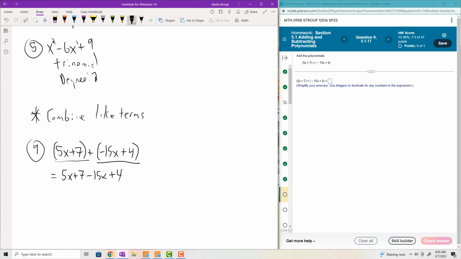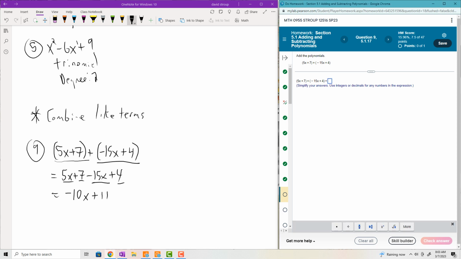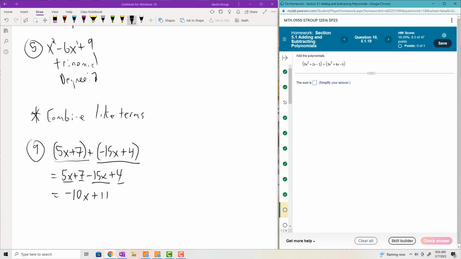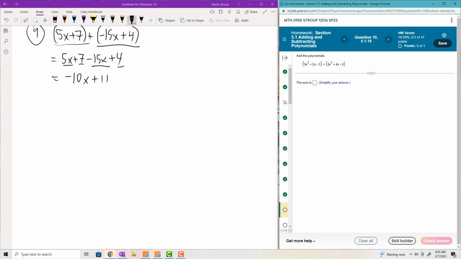So it would be plus minus 15, which is the same as minus 15. And then add like terms, so you have a 5x and a negative 15x gives you negative 10x's. And then 7 plus 4 gives you 11. Type that in. It's very simple, so long as you can identify the like terms.